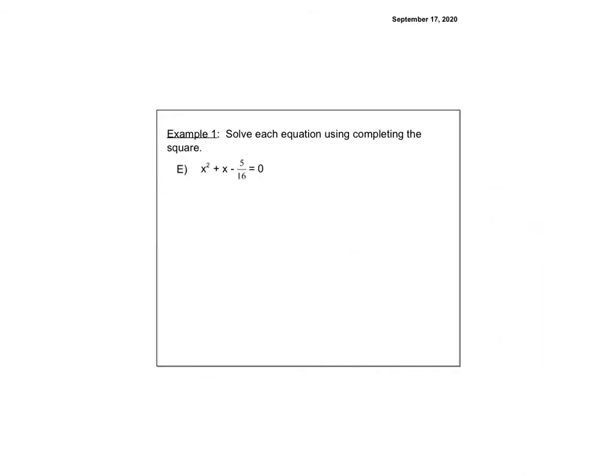All right, so another one with some fractions involved in this one. So this one here, first step, just start working through your steps. The first step there, a is equal to 1, so we don't have to do the first step. Let's go to step 2. So step 2 is to move your c term over on the other side. So I'm going to move 5/16. So now I get x squared plus x equals 5/16.